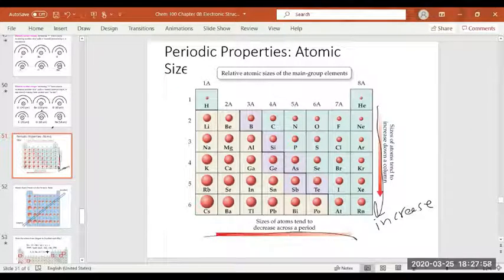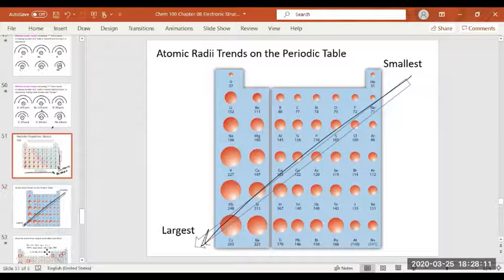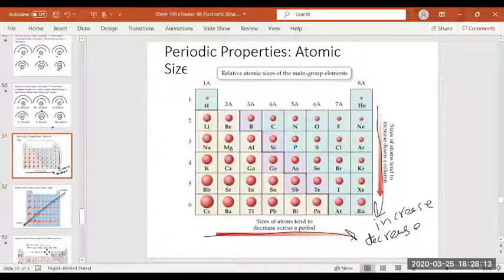Going from left to right, size decreases. In general, going in this direction, the size will increase. So for example, if I ask you which one is bigger, oxygen or carbon, according to this trend, the size decreases when we go from left to right. Carbon will be bigger than oxygen.